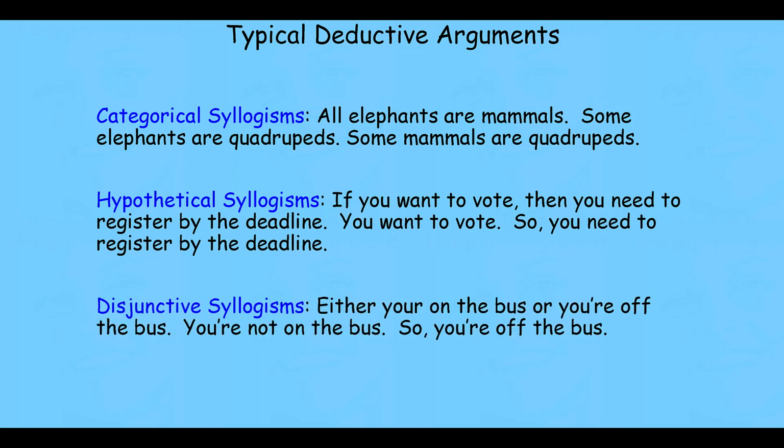Disjunctive syllogisms do the same thing, except they leverage the relationship in a disjunctive statement, a statement that says either this or that. So the Ken Casey syllogism that defined the 60s, for example, was either you're on the bus or you're off the bus. You're not on the bus, so you're off the bus.